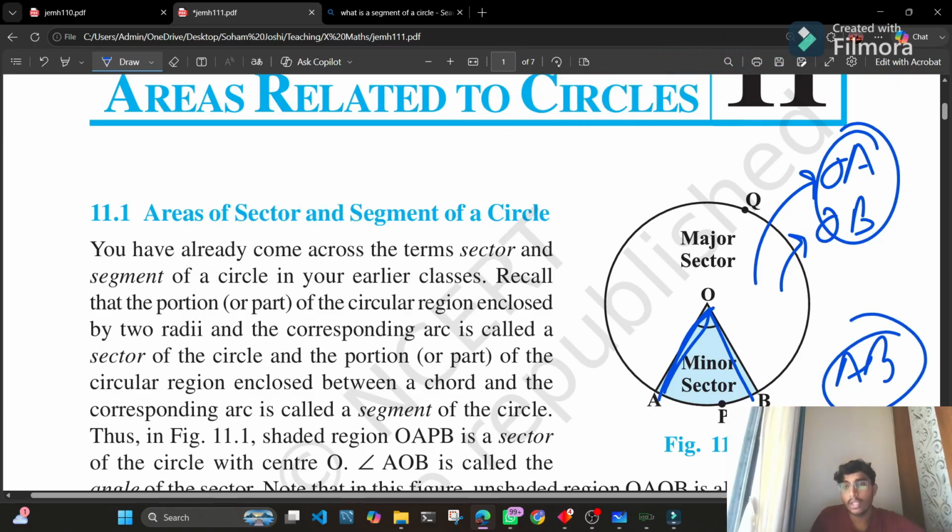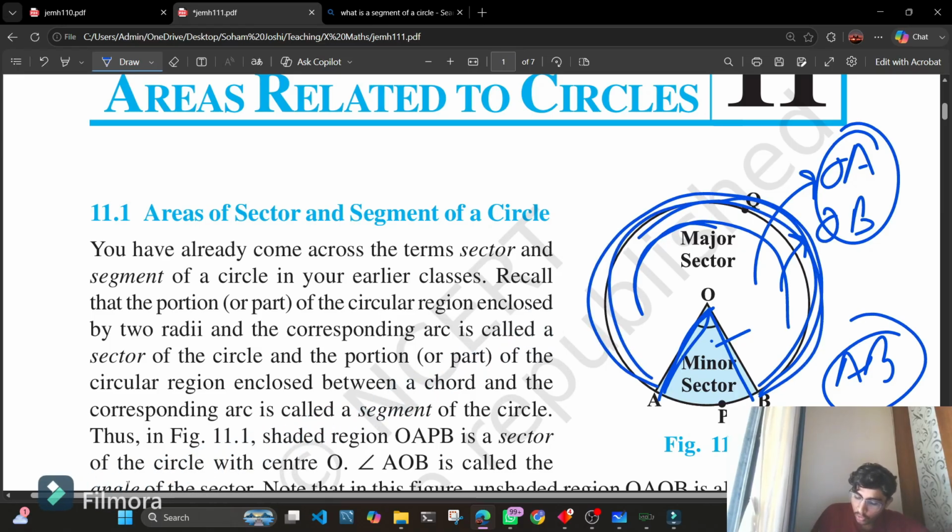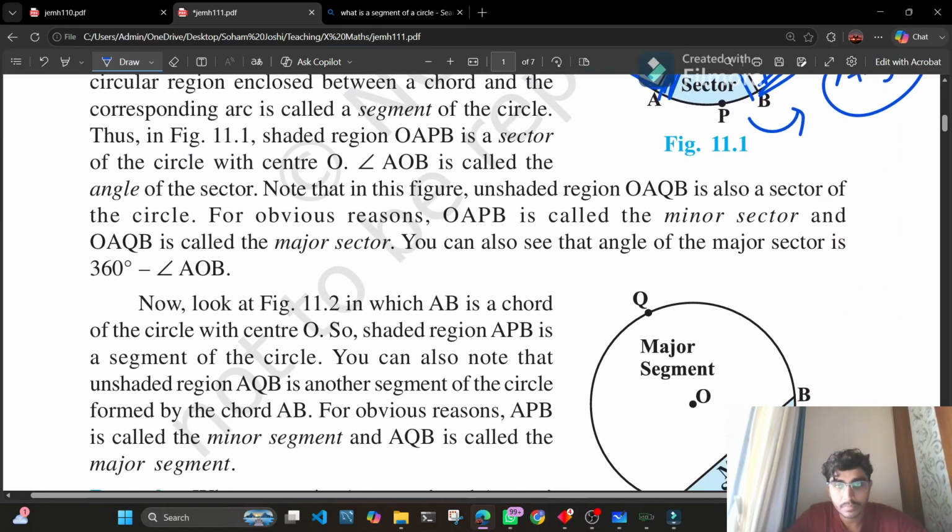Now from the figure you can notice that the blue shaded part is of less area, so it is called the minor sector, and the remaining area of the circle is called the major sector, because we can also say that we have a major arc AB, from A to Q and Q to B, and again two radii for the same part. So this is called the major sector, and similarly, we have a minor sector.